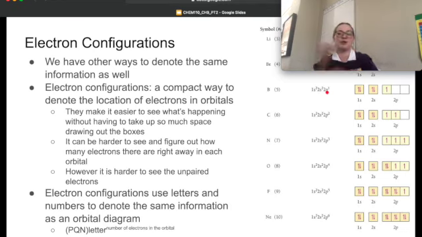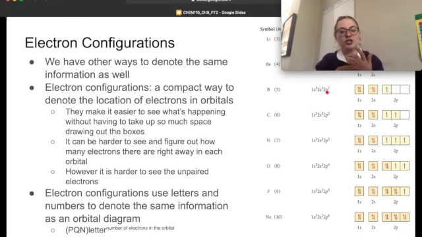The downside to an electron configuration, though, is it's a bit harder to see if you have unpaired electrons. Those have a little bit to do with magnetism or some of the chemistry they can be involved in as well. Sometimes it can be useful to know those unpaired electrons, which is why an orbital diagram is great. But sometimes it's better just to know how many electrons are in an orbital, so an electron configuration can serve the purpose just as easily.